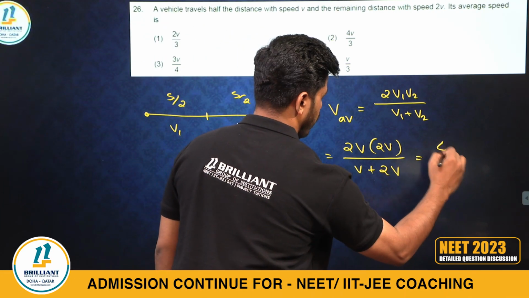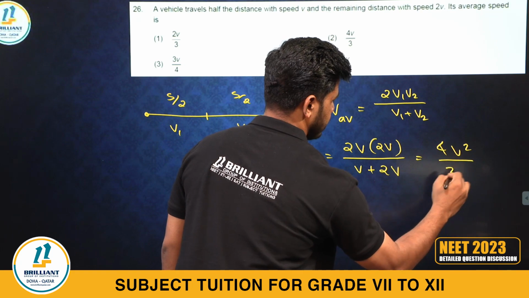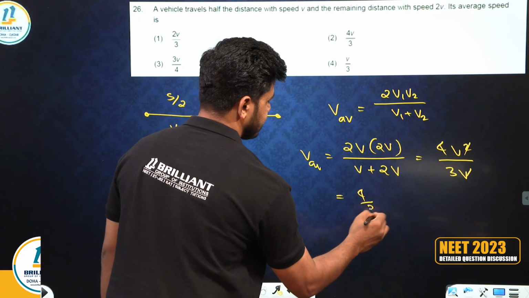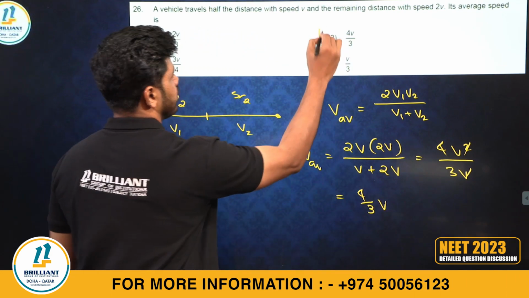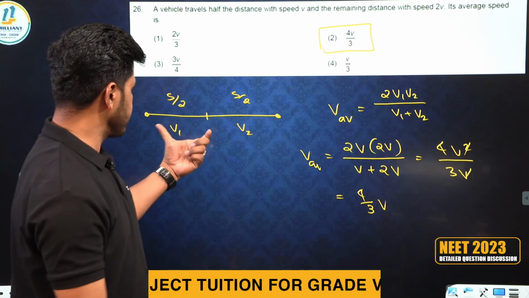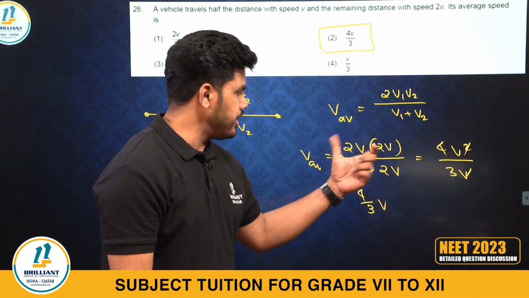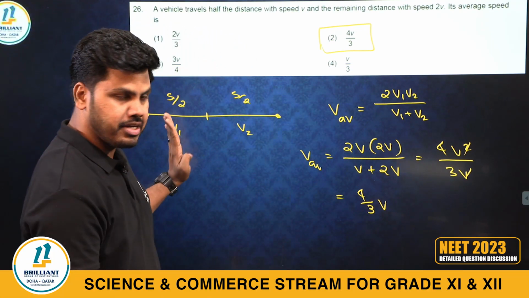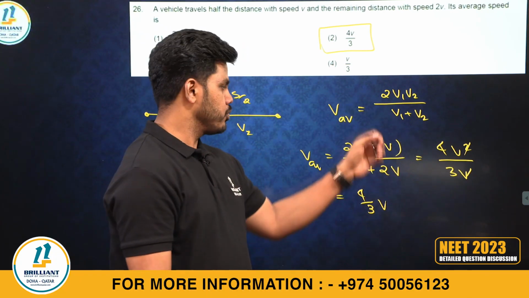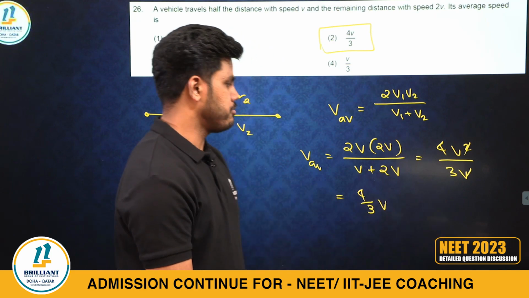So we get 4v square divided by 3v. v gets cancelled. We get 4 by 3 v as our answer, option 2. So it's a direct substitution question, right? We have the equation for average speed for half of the distance with one speed, remaining half with another speed, 2v1 v2 divided by v1 plus v2. We substituted, simplified, we got the final answer.